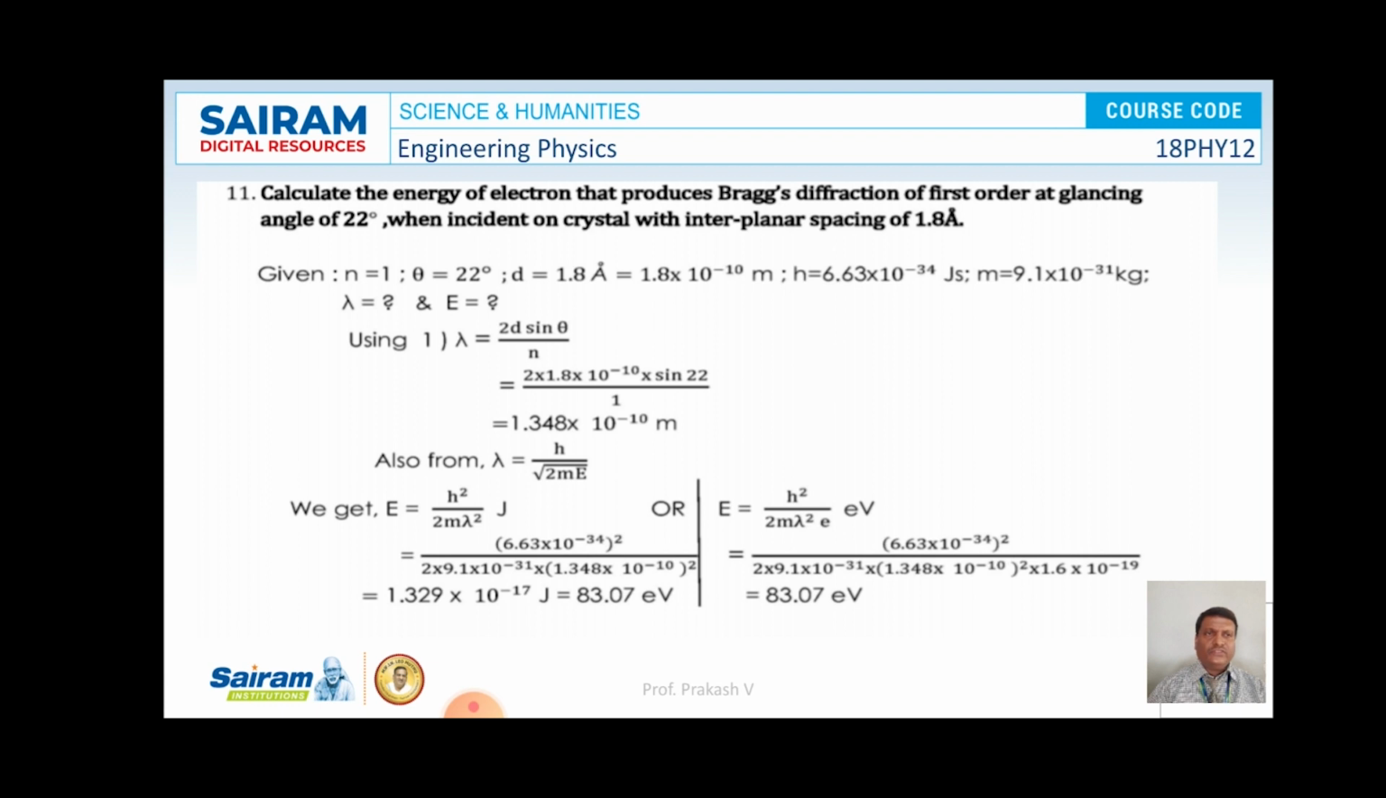If you divide this by the charge on the electron, then the value of E is equal to 83.07 electron volts. So in both cases the value is observed to be the same here. So this is the solution for the given problem.